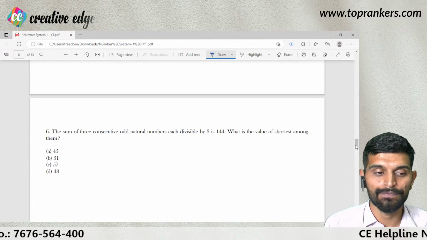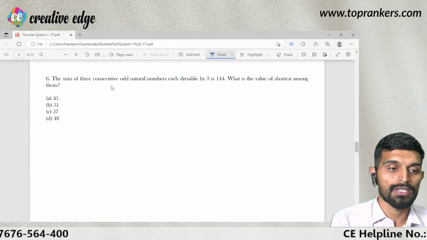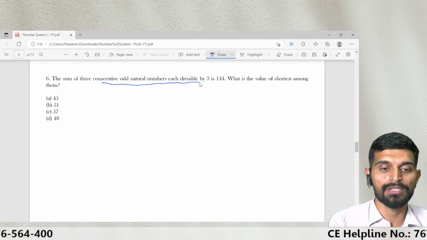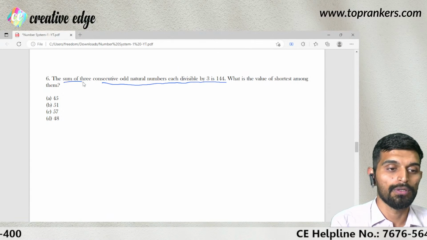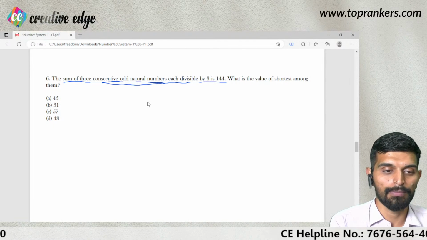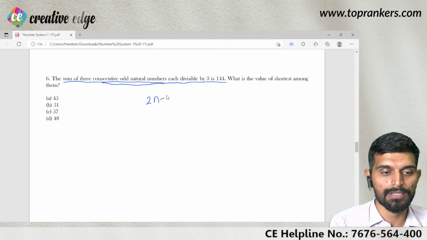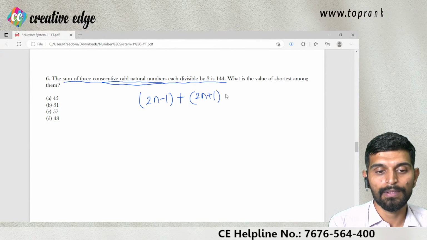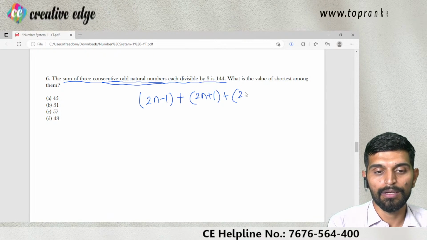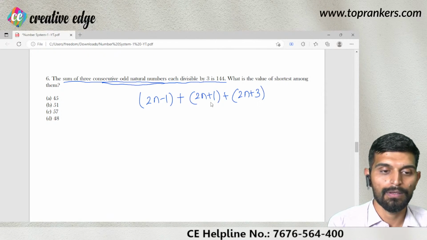Next we have, the sum of consecutive odd natural numbers each divisible by 3 is 144. Three consecutive odd natural numbers. So the first odd number is say 2n minus 1. Next will be 2n plus 1. And next will be 2n plus 3.